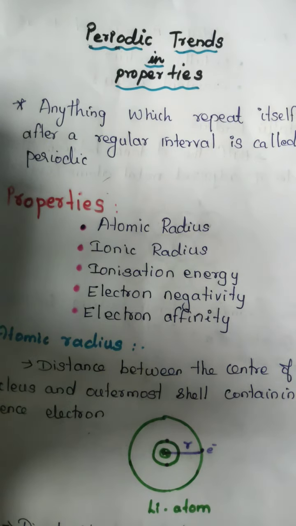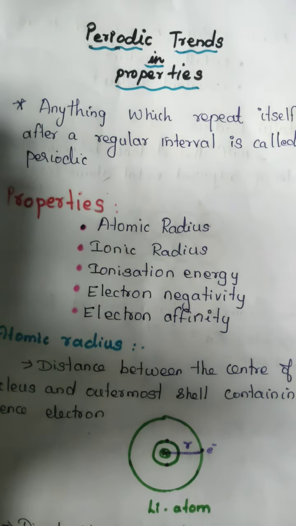For example, sodium's atomic number is 11, and potassium comes under 19. After the 11th element, the 19th element is potassium, but it shows some properties of sodium, so it is repeated, isn't it? So they come under a single group called alkali metals.